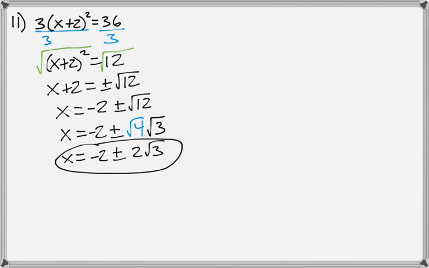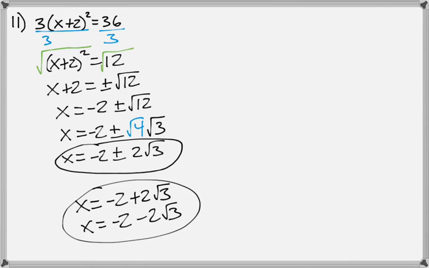If you want to write it expanded, you could. It would be negative 2 plus 2 square root of 3 and negative 2 minus 2 square root of 3. So those would be your two answers.